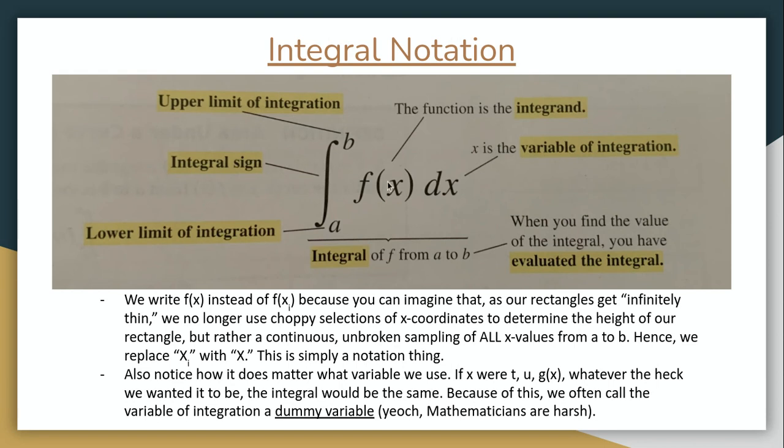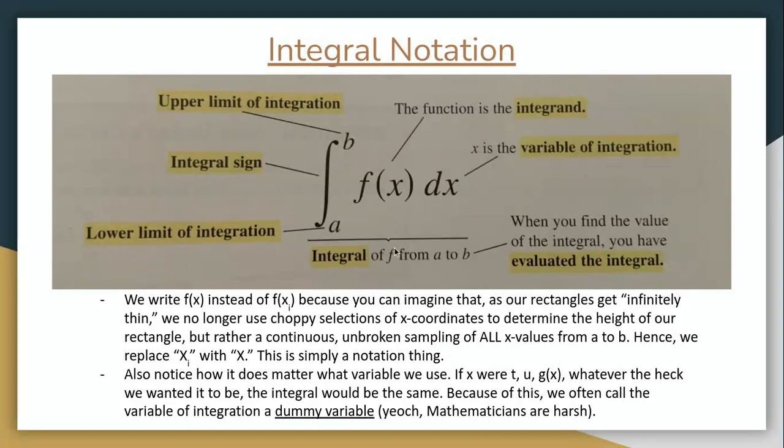The function whose area under the curve we're trying to find is the integrand. And x is the variable of integration. You can think we're integrating with respect to x. If it was g of t, then we'd be integrating with respect to t. We're integrating with respect to our input, so we call it the variable of integration.